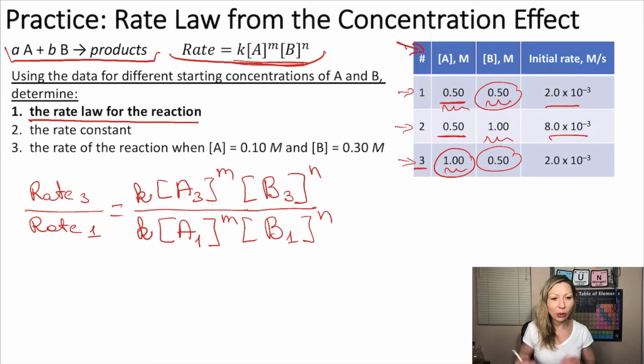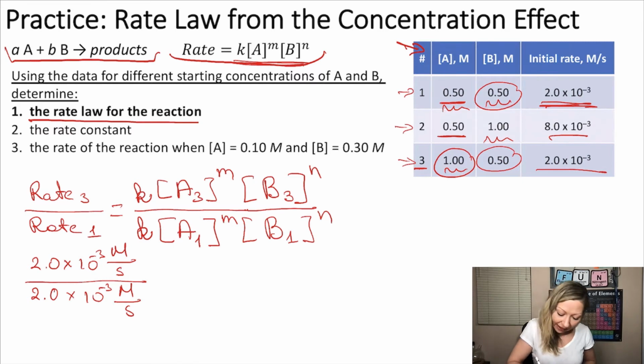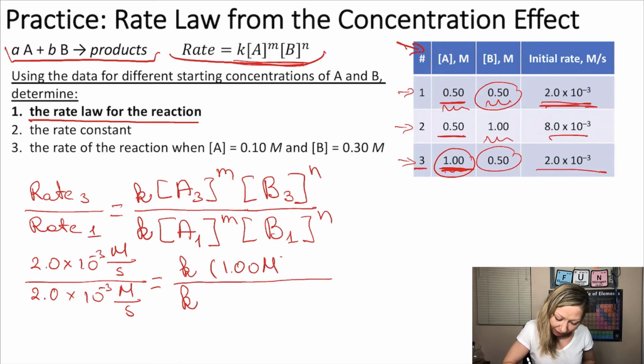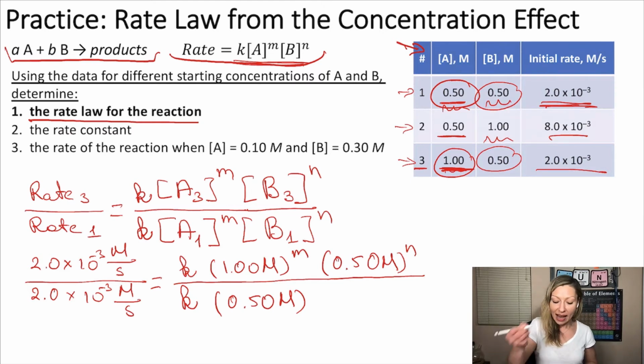Let's plug in the values and let's see what we get. So rate 3 is actually 2.0 times 10 to the negative third molarity per second, and rate 1 is actually the same value, 2.0 times 10 to the negative third molarity per second. And this is going to equal, in both cases, k, which is the rate constant, multiplied by the concentration of A in the third experiment, 1.00 molarity on the exponent of m, multiplied by 0.50 molarity on the exponent of n, divided by 0.50, right? That's the concentration of A in experiment 1.